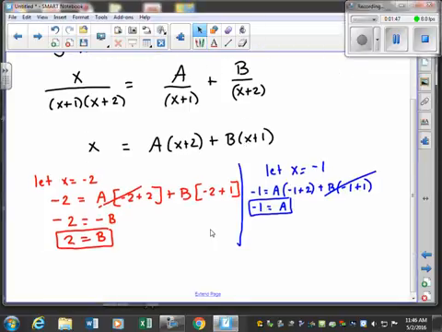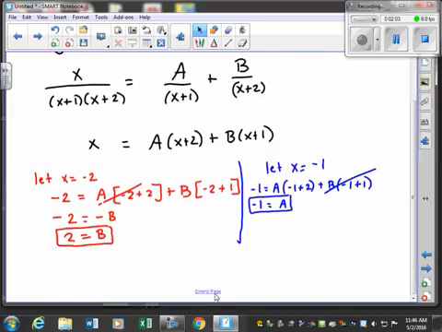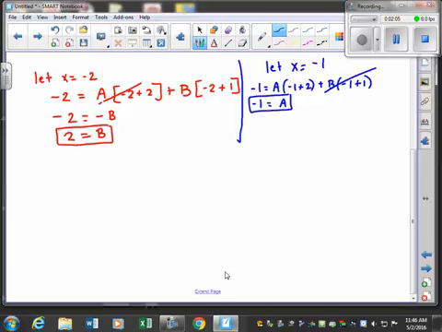Alright, now that we know A and B, we could plug those back in here and then rewrite our integral. So let's extend this page. Keep in mind, we want to rewrite this using partial fractions, so that's what I'm going to do next. I'm going to show that my original problem in factored form was to evaluate this integral.